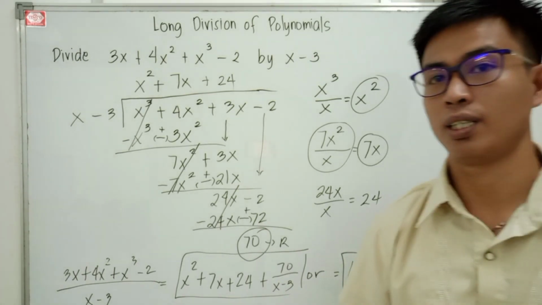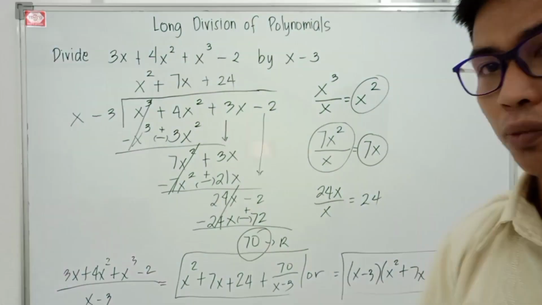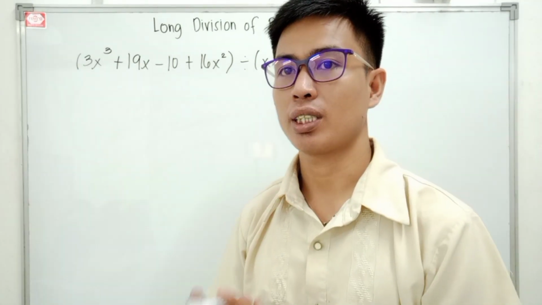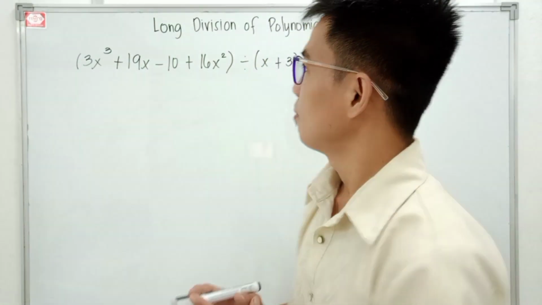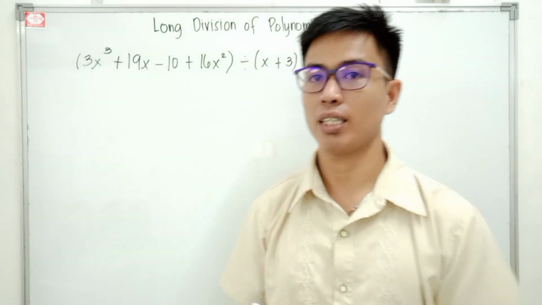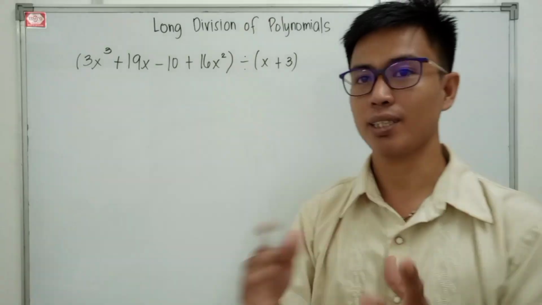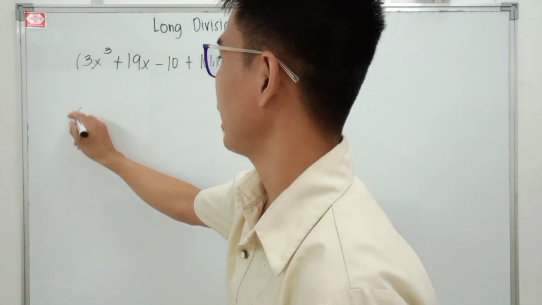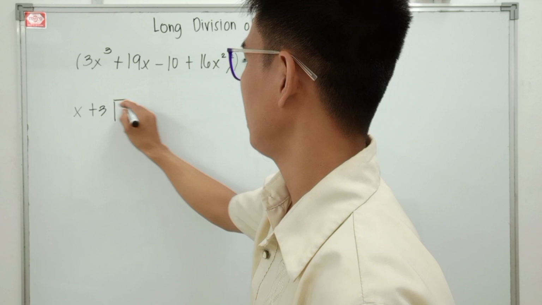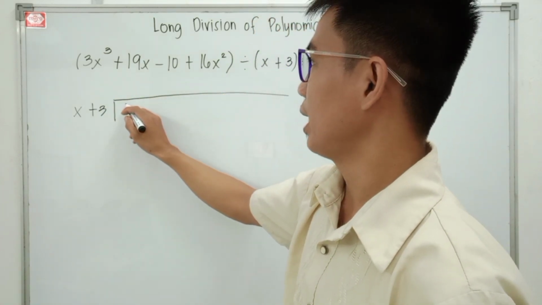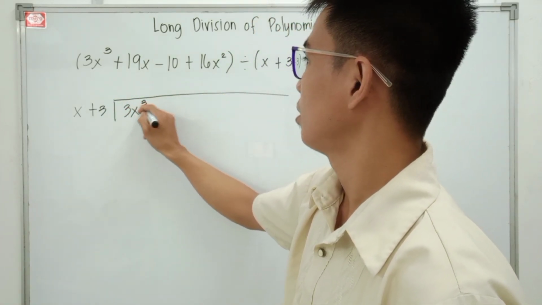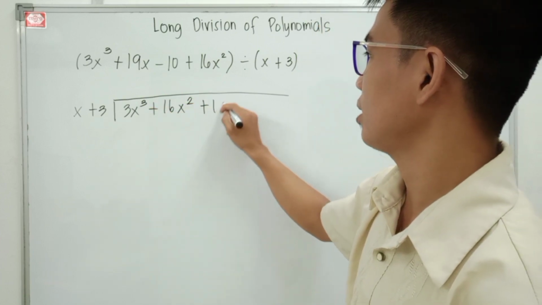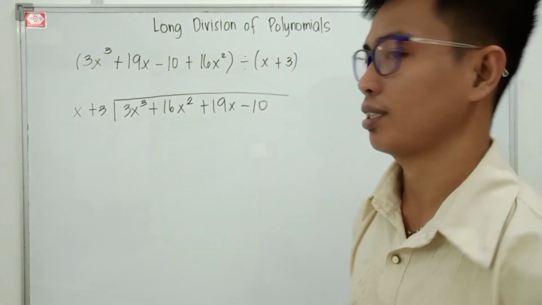And that is for our first example. So for the next example, we have 3x cubed plus 19x minus 10 plus 16x squared divided by x plus 3. So first step is i-arrange muna natin yung dividend. So that will be x plus 3. Then yung nasa loob ng box natin is i-arrange natin. So 3x cubed plus 16x squared plus 19x minus 10.